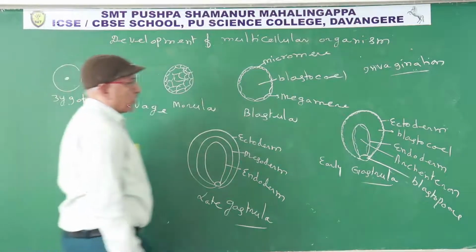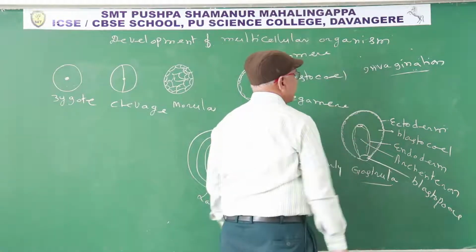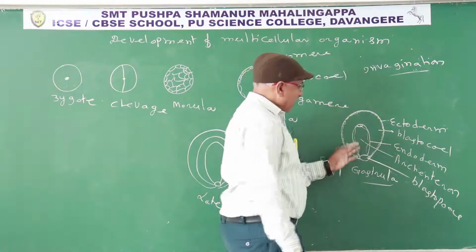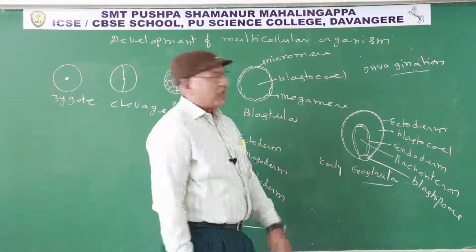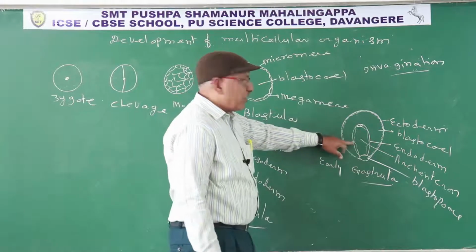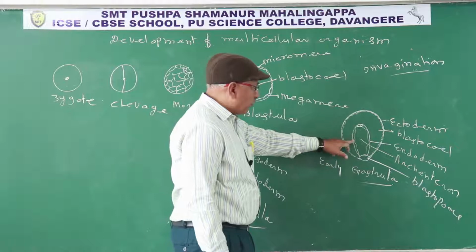Okay, blastopore. Opposite to blastopore, another opening is formed. In this manner, archenteron develops into the alimentary canal. It is the body wall and alimentary canal. What is the coelom? Cavity present between body wall and alimentary canal.